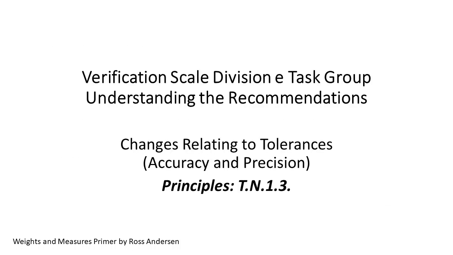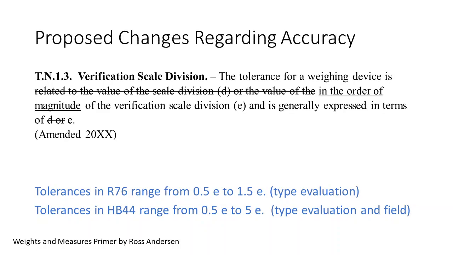In Part 1, I explained that tolerances, the limits to accuracy, are expressed and measured in units of E, the verification scale division. But keep in mind that it is relative error we're interested in, that is, the combination of error in E and load in E. So how do we fix the code? The task group is recommending that we remove any mention of D in TN13 and that the language indicate that tolerance is not related to E, but rather expressed as a small number of E's. The underlined phrase comes from R76.